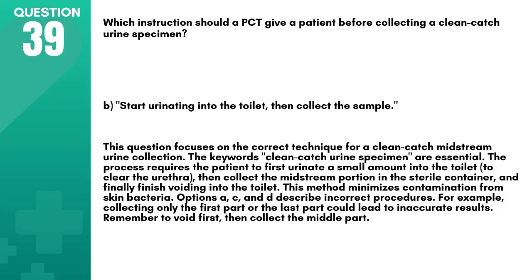Options A, C, and D describe incorrect procedures. For example, collecting only the first part or the last part could lead to inaccurate results. Remember to void first, then collect the middle part.